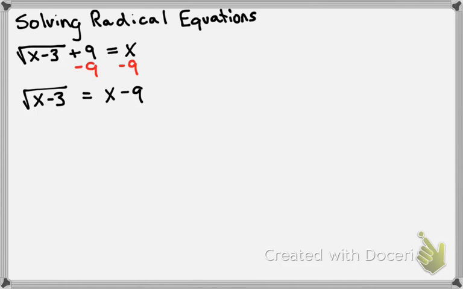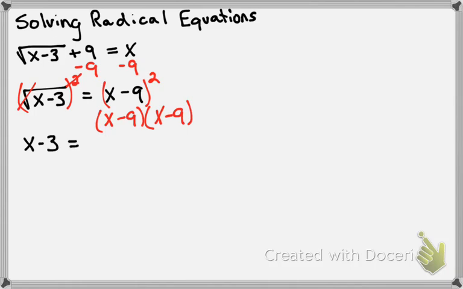Now that we've isolated the radical, the next thing we want to do is get rid of this square root somehow. You can do that by squaring both sides. When you square a square root, it's going to cancel. When we square the right side, we're not going to square the terms individually. We put parentheses around it and square the whole side. So we're squaring x minus 9, and that'll give you x minus 9 times another x minus 9. On the left side, we have an x minus 3. And on the right side, when we multiply this all out, we get x squared minus 18x plus 81.